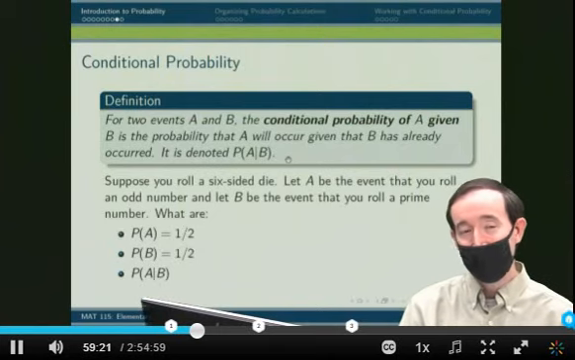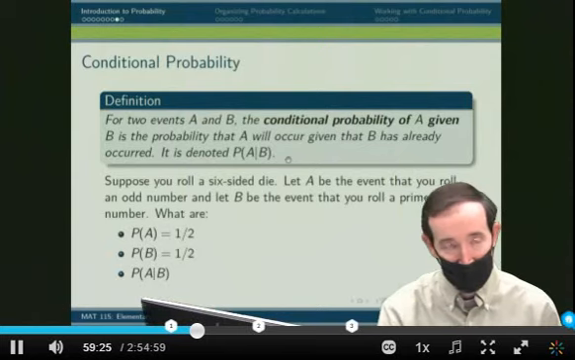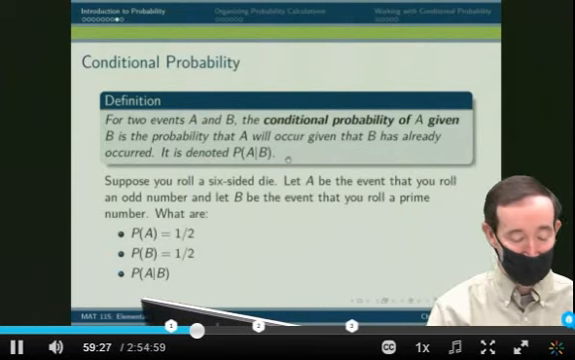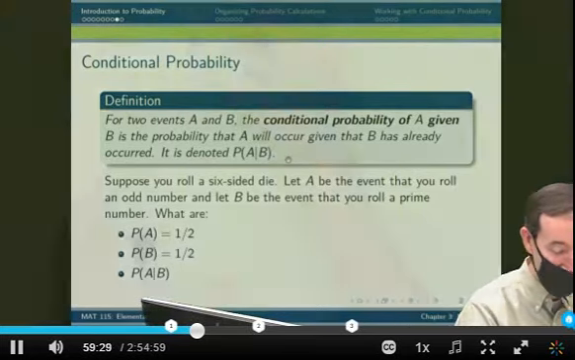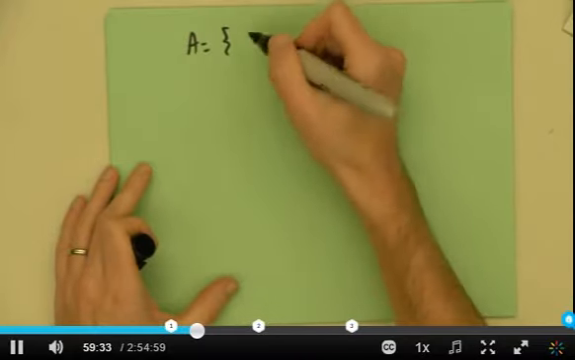Well, what's the probability of A given B? All right, this is where it might help to switch over to the document cam. So the probability of A was the event that we had an odd.